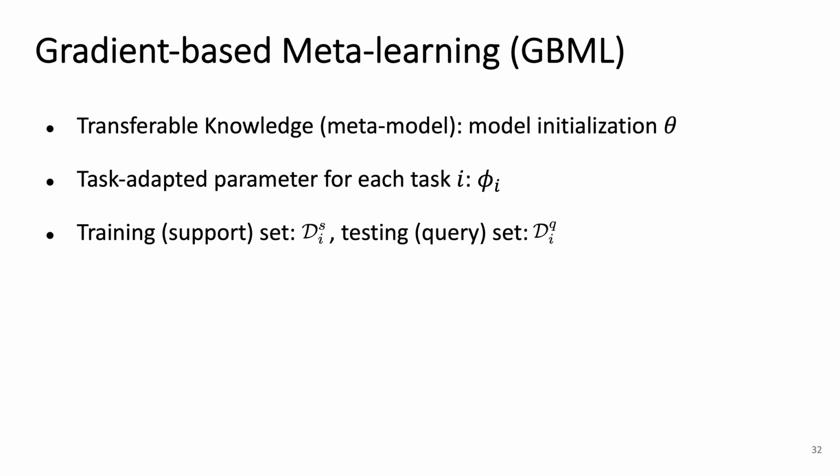Based on this definition, one major type of meta-learning algorithm is gradient-based meta-learning. In gradient-based meta-learning, usually we regard the transferable knowledge, as we showed before, as a prior learned from the meta-training process. This transferable knowledge can be regarded as a model initialization. For example, if we have a several-layer neural network, all the learnable parameters make up the model initialization theta. Then we can still get the task-adapted parameter for each task, so each task has its own parameters, phi_i. We regard the support set, which for each task is like a training dataset, and for each task we also have the testing dataset, which we also call the query dataset.